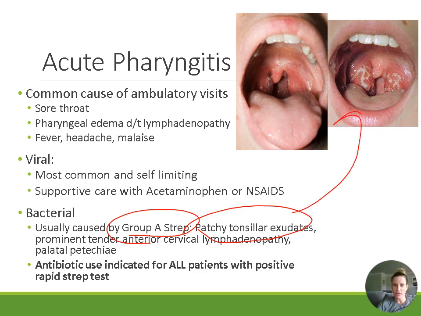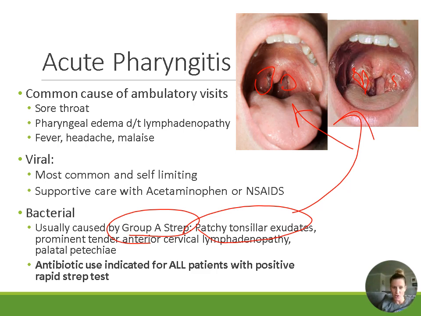So for example, in this top right picture, all of this white that you see on the tonsils, you can actually see it in this first picture as well. There's white here and here. That is a sign of group A strep infection.